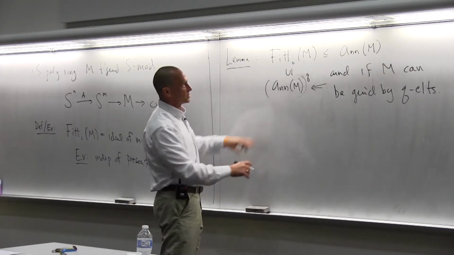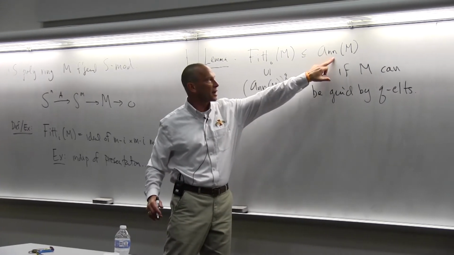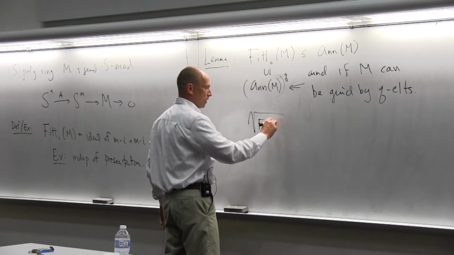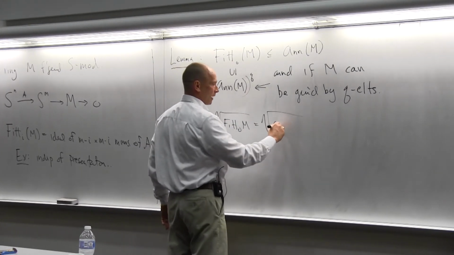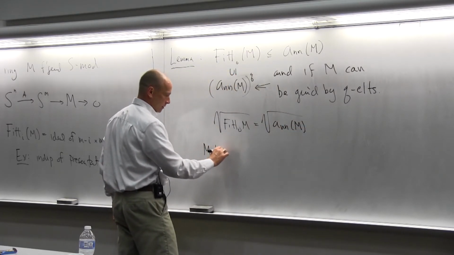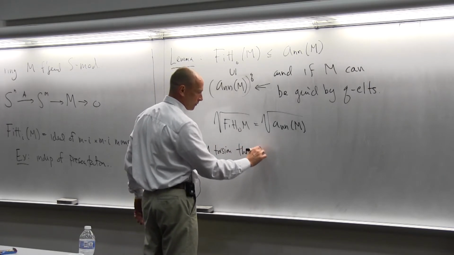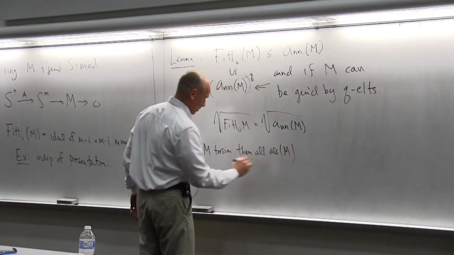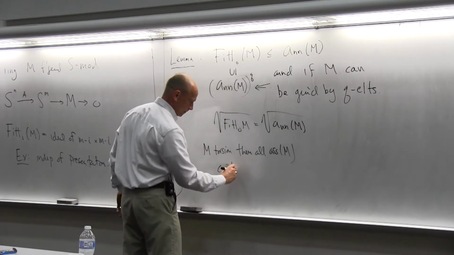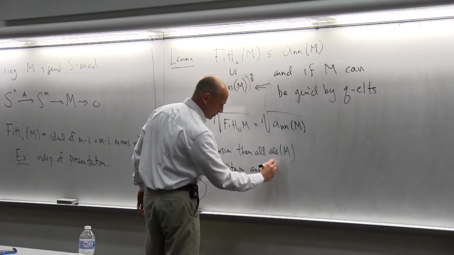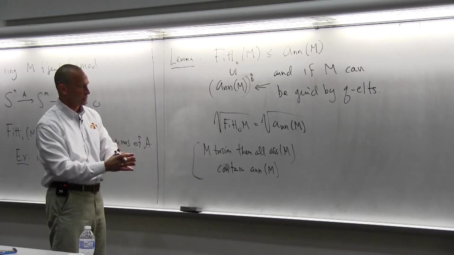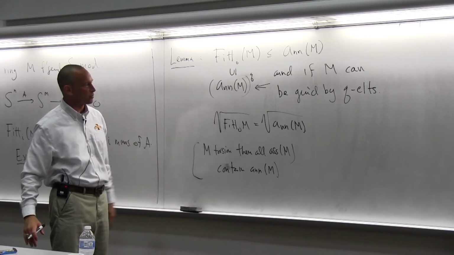But what's the point? The point here is that I've got the fitting ideal sandwiched between the annihilator of M and some power. This means in particular that the radical of Fit_0 of M is equal to the radical of my annihilator. And it turns out that if M is torsion, then all the associated primes of M are minimal or contain the annihilator of M. So this is sort of an aside for the commutative algebraists. The point is that the annihilator of M captures really, really important information about your module. And this is going to come back in a second. But what's the proof of this?